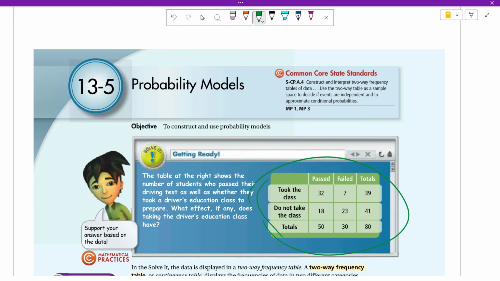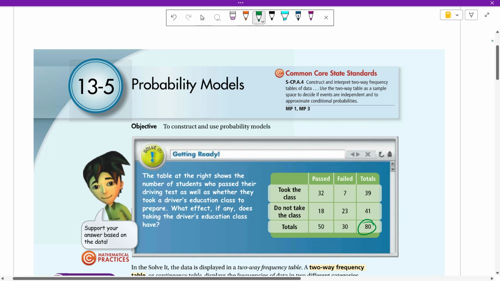ask, out of the people who passed the test, how many took the class? So 32 out of the 50. Compared to other people who took the class, how many total are there? Well, that's 32 out of 80, and so on. So you got to know which total, because there's all these different totals that you could go out of depending on how you ask the question.